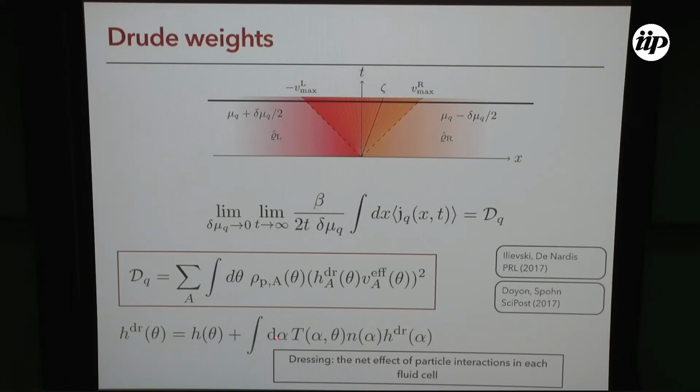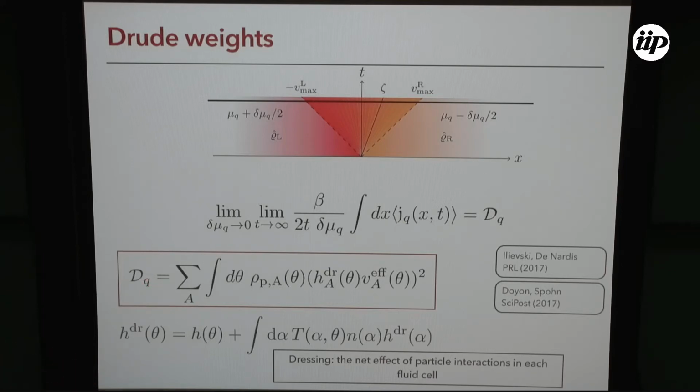But scattering is elastic, so the presence of many particles can be resummed. Resummed in the so-called dressing, which is an integral equation that, given the single particle eigenvalue, like for example the single particle energy, gives you the dressed eigenvalue. And this tells you what's the Drude weight of the system.